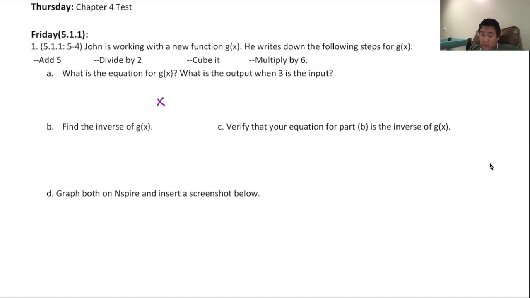So, x plus 5 divided by 2, cubed, times 6. So you plug in 3. So, 3 plus 5 over 2, cubed, times 6. That's 8 over 2, which is 4. 4 cubed is 64. 64 times 6 is 384.